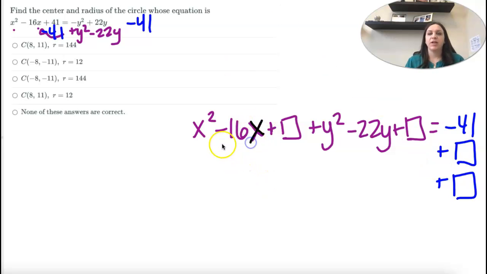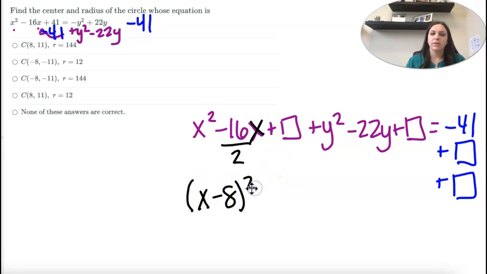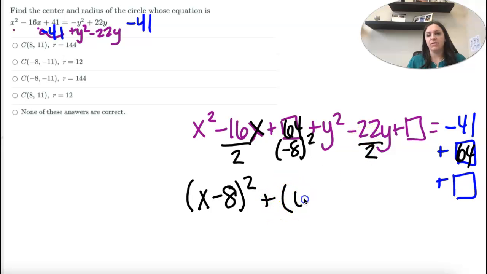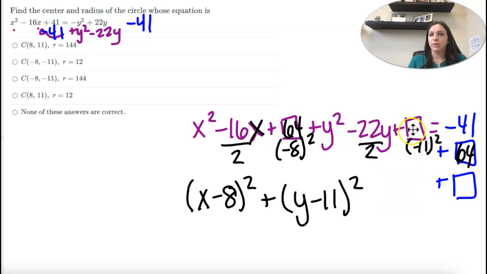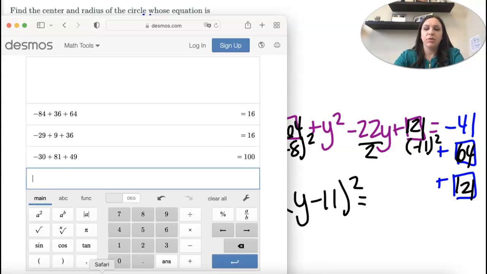Okay, so take the number right next to x and divide by 2. X minus 8 squared. Negative 8 squared is positive 64. Plus the number right next to y, divide by 2. Y minus 11 squared. Take that value, negative 11, and square it. It's 121 equals. So now we have negative 41 plus 64 plus 121. It's 144.